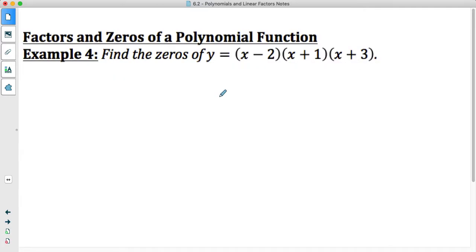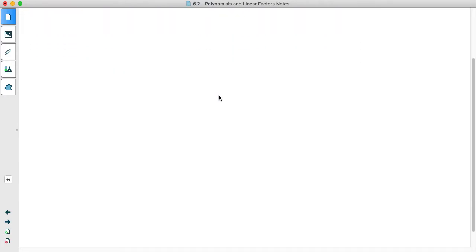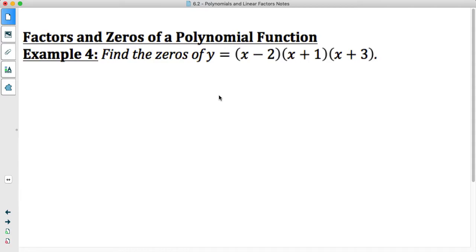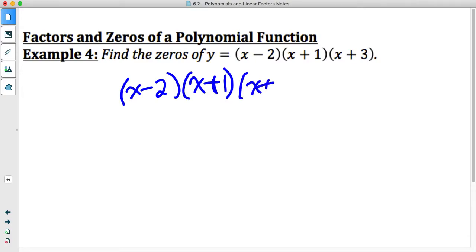All right, example 4, finding the zeros. Again, when you see finding the zeros, what that means is that we want to know what makes this 0. So really what that's asking is, where is this entire function equal to, I forgot the 1 in there. Where is this entire function equal to 0? Okay, and we did this in section 5.6. I believe it was 5.6 where we started this, or 5.5, one of those two.